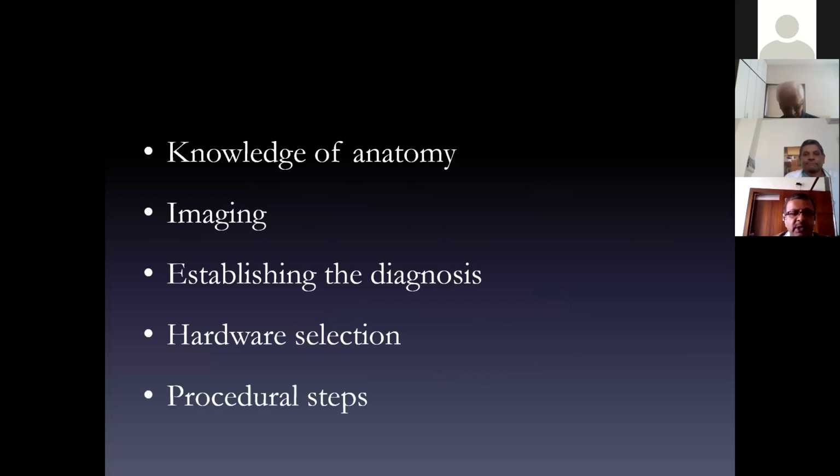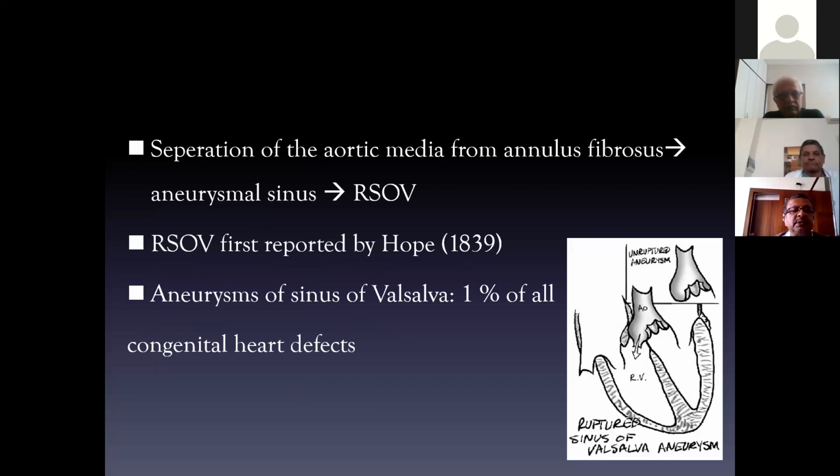So what is important in the RSOV is that we should have knowledge of the anatomy. I'll spend a few minutes on that. The imaging, the practical imaging, and establishing the diagnosis. This is extremely important. The hardware selection and the procedural steps. So what is the meaning of this RSOV? It is separation of the aortic media from the annular fibrosis, and there is a causation of the windsock sinus. It protrudes and it ruptures. It causes the rupture of sinus of Valsalva.